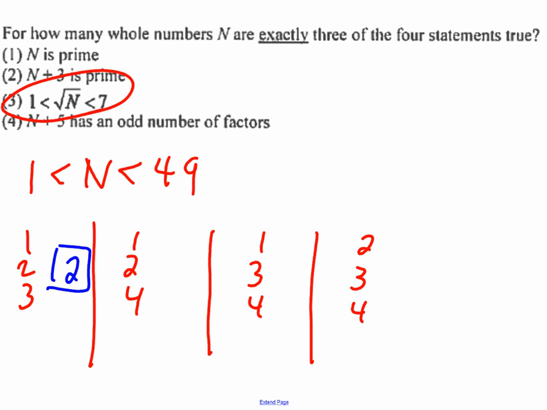So now we look at the second statement, where it has to be prime, the number plus 3 has to be prime, and the number plus 5 has an odd number of factors. Because n equals 2 is the only thing that will work for statements 1 and 2, if we put 2 into here, 2 plus 5, we get 7. As I just said, 7 has only 2 factors. So 1 and 2 work, but number 4 won't. So there's actually no number.